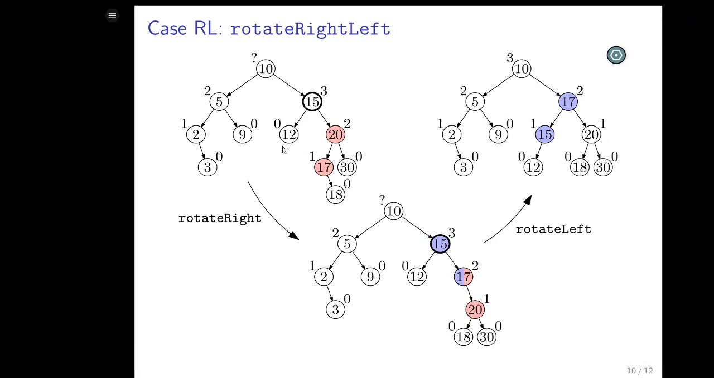I rotate first down here. So I go back down into the tree. I perform a rotate down here. And then I perform another rotate here to get to the final double rotated tree.